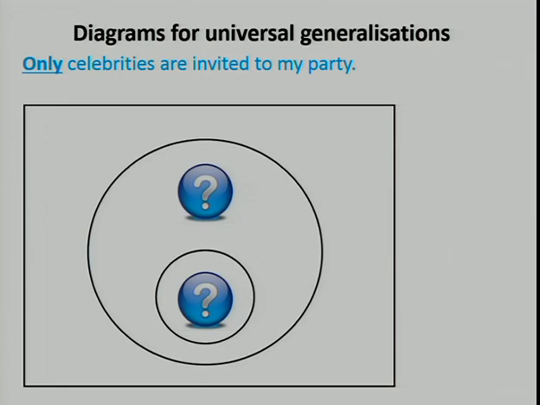So what goes in what circle here? Does anybody immediately have the answer for that one? So, "only celebrities are invited to my party": what's A and what's B in this one? Someone talk to me.